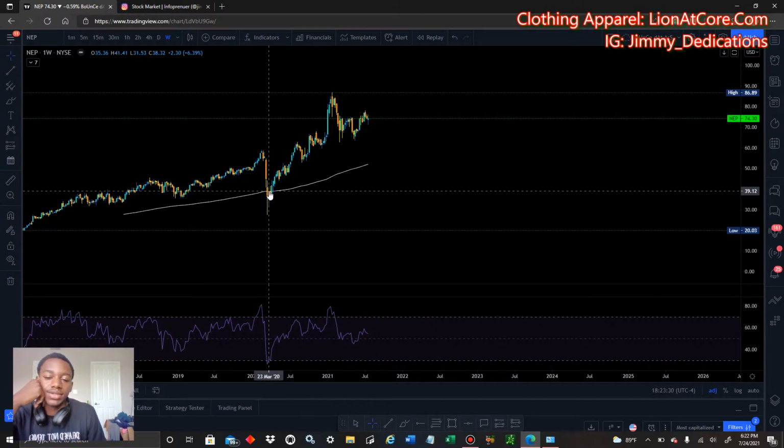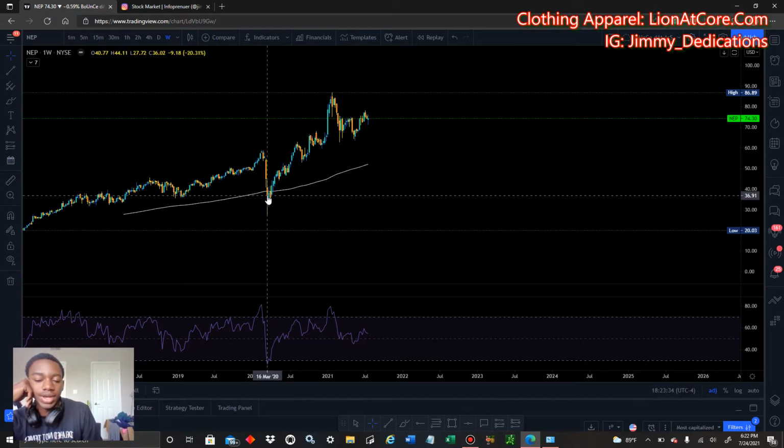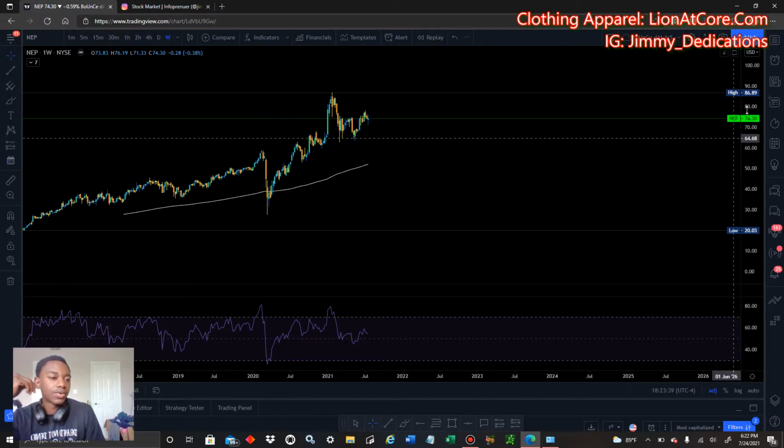You can see it was at its 200 EMA. It was oversold. Boom, perfect time to get in. You got this in 2020 at $36, and it's now worth 74.